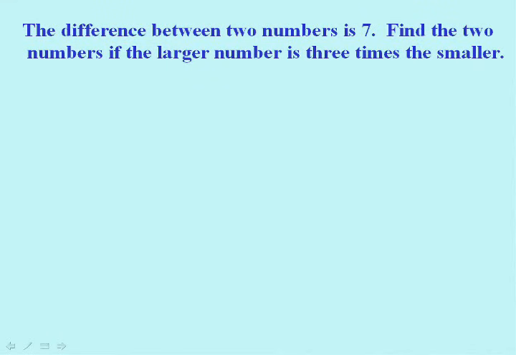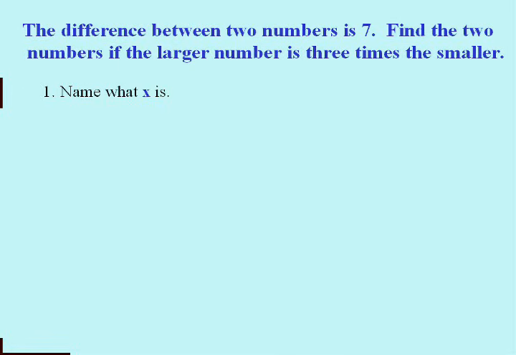Once again, let's assume you've written it down. I expect you to write it down. And here it is. The difference between two numbers is 7. We need you to find the two numbers, both of them, if the larger number is 3 times the smaller. And we always begin by naming what we want to know. Now in this case we want to know two things, a larger number and a smaller number.